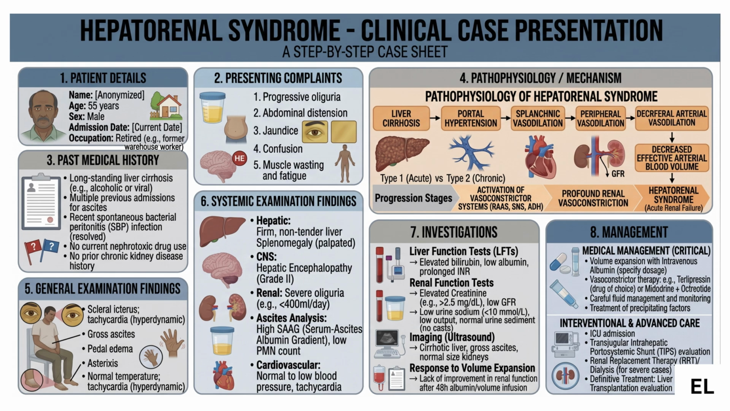Renal replacement therapy, including dialysis, may be needed for severe metabolic disturbances or refractory renal failure. However, it is important to remember that dialysis alone does not correct the underlying circulatory dysfunction. The definitive treatment for hepatorenal syndrome is liver transplantation, because correcting liver failure reverses the pathological process driving renal vasoconstriction. Therefore, early transplant evaluation is crucial in eligible patients.